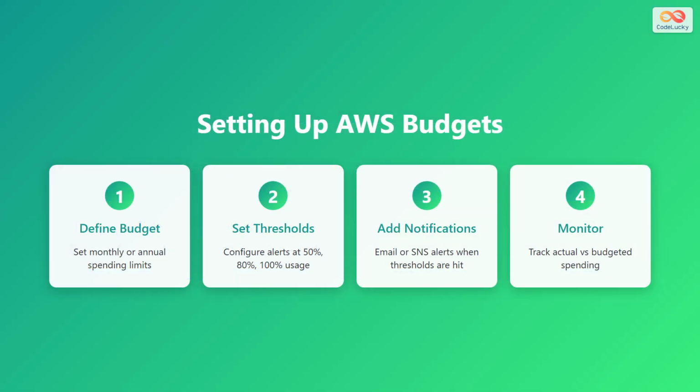Setting up AWS budgets involves 4 simple steps. First, define your budget by setting monthly or annual spending limits based on your financial constraints. Second, configure threshold alerts, typically at 50%, 80%, and 100% of your budget. Third, add notification methods such as email or SNS alerts that trigger automatically when thresholds are reached. Finally, monitor your actual spending against the budgeted amounts regularly to catch any anomalies or unexpected cost increases early.